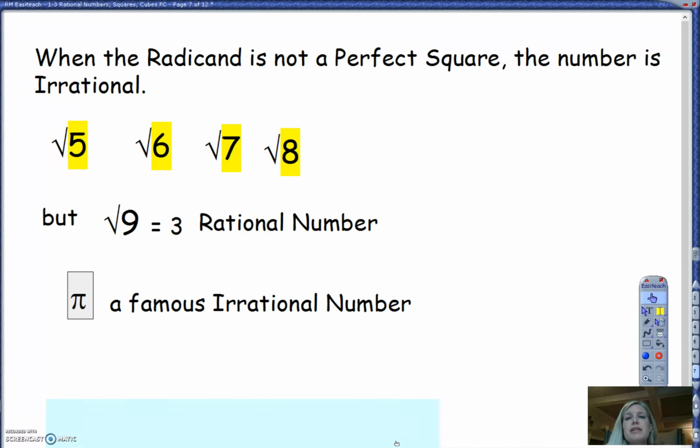Pi is a famous irrational number, so that's one you'll typically see. You should know that pi goes on forever. Yes, 3.14, but that's just an abbreviation. Pi does go on forever, and it doesn't repeat.